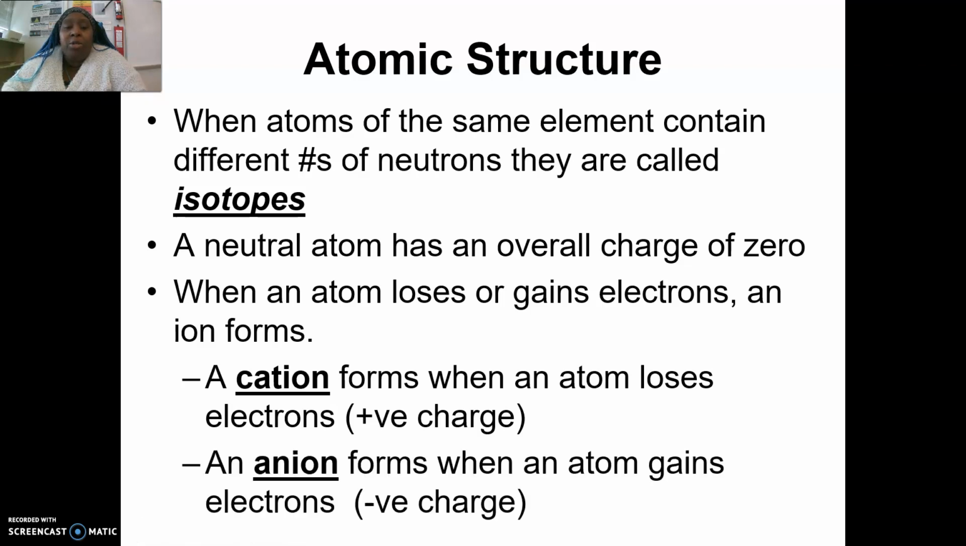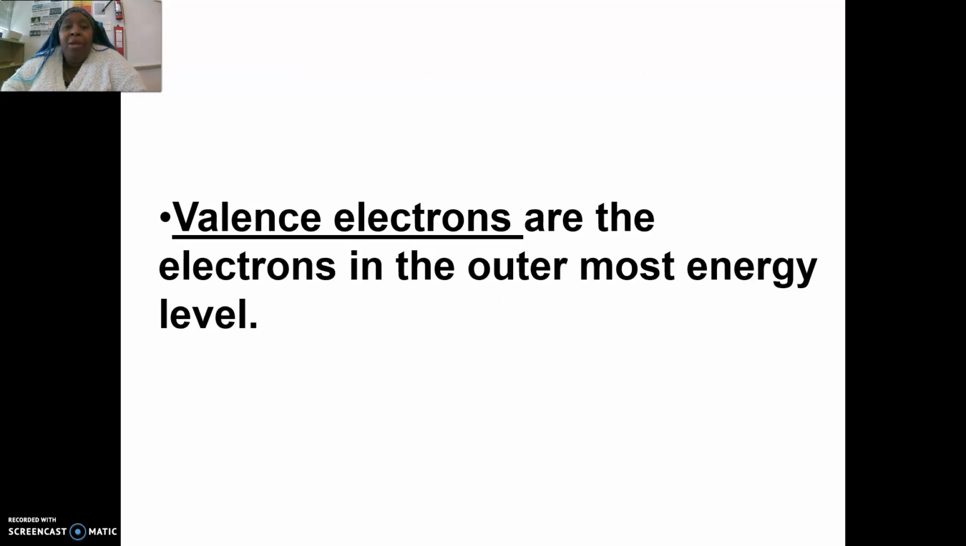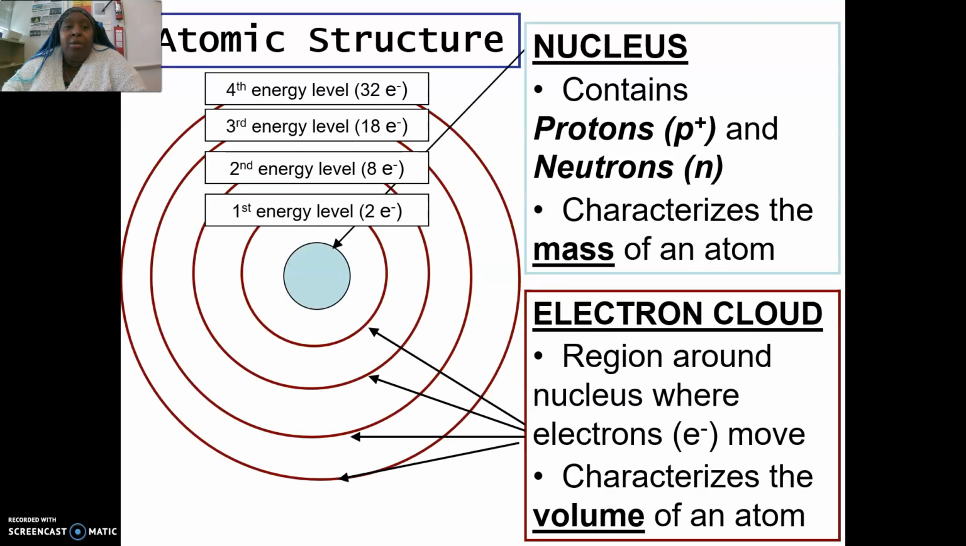positive charge. In terms of an anion, this is going to form when an atom gains an electron, meaning that it's going to add a valence electron, and it's going to add a negative charge because, like in the first slide we talked about, electrons are negatively charged. So, really important, right? We are going to be talking about this probably for maybe a couple of months. Valence electrons are going to be the electrons that are in the outermost energy level.